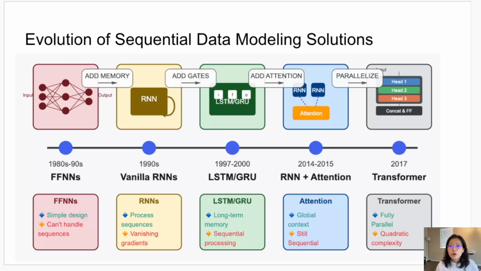Then, around 2014 or 2015, researchers introduced attention mechanisms. Traditional models rely on using the final hidden state to make predictions. But this approach loses information from earlier parts of the sequence. Attention solves this by allowing the model to focus on relevant parts of the input sequence rather than relying solely on the last hidden state. It enables the model to consider the entire sequence at each step, giving better context and improving accuracy.